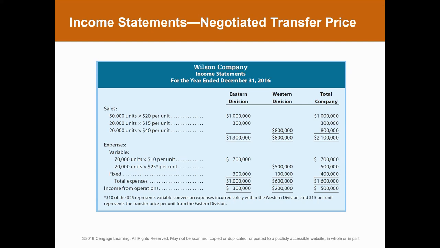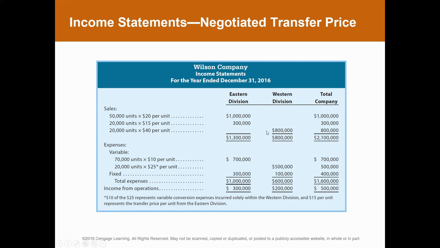The 20,000 units, of course, as we know, is the difference between the two. The Eastern Division purchased each unit at $15 per unit, which is why you see $15 per unit at 20,000 units for the Eastern Division. This $300,000 came from the Western Division in terms of total transfer, right? Because the Western Division purchased 20,000 units at $15 per unit from the Eastern Division.